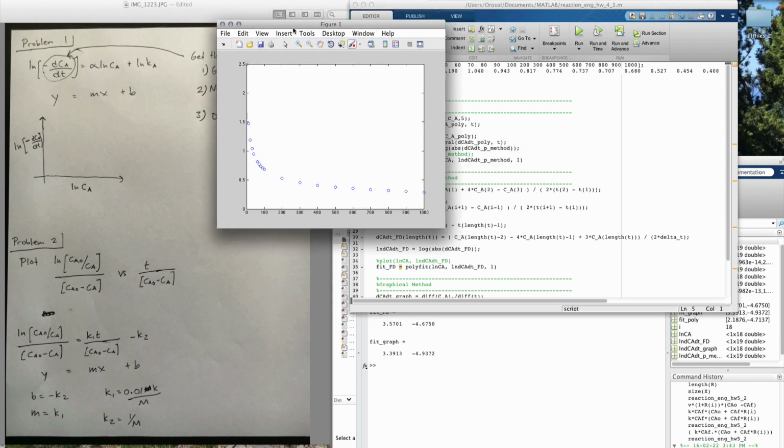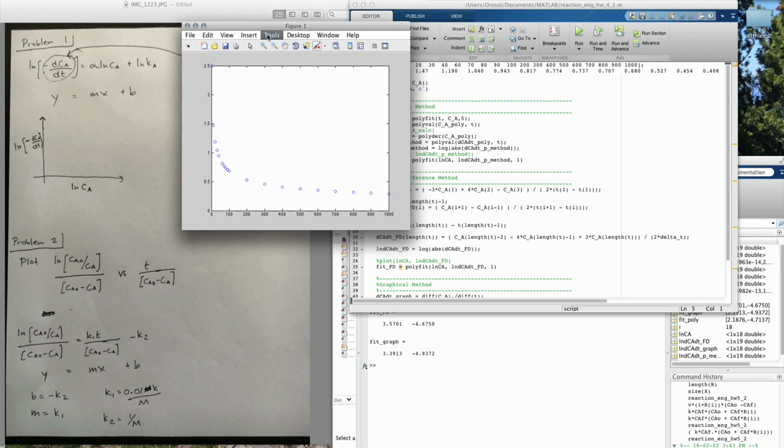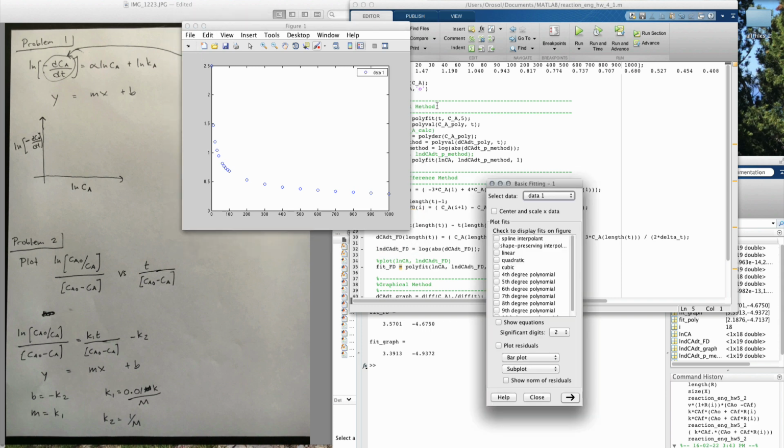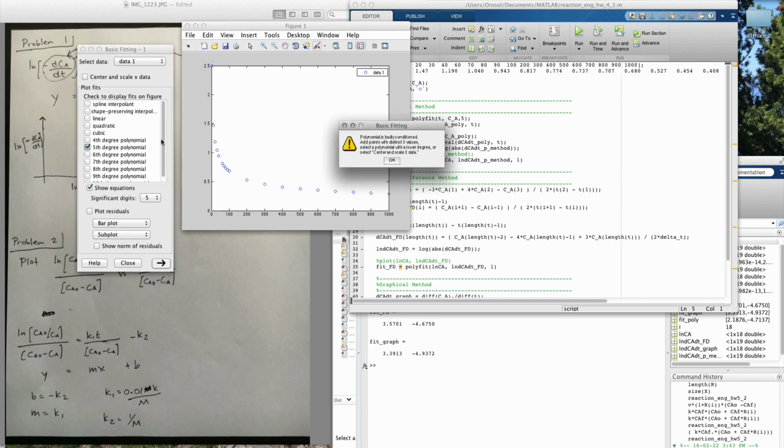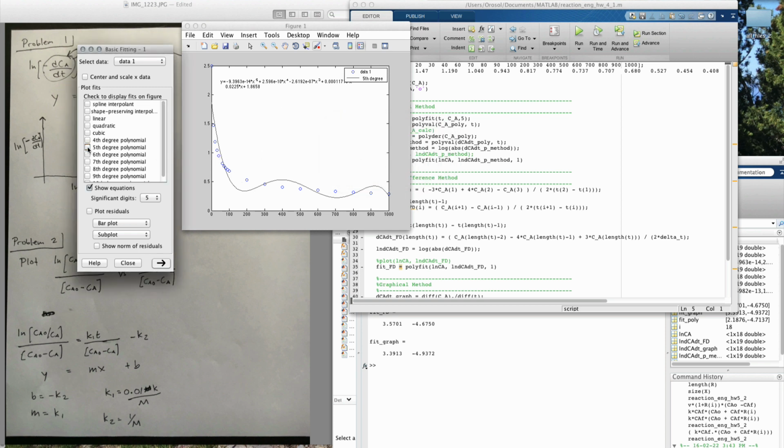Alright, so this is the data. If you go in here, go to Tools, and then Basic Fitting, then you can try and fit your data. First of all, you want to show the equation and get some significant digits. I tried right away maybe doing a fifth, and you can see it says polynomial badly conditioned, and you can kind of see that. Then maybe try a different one, and for some reason it doesn't pop up again with the polynomial badly conditioned, even though I know this one is too.